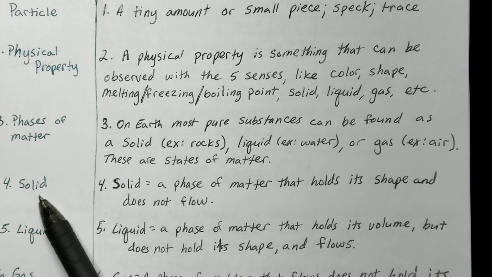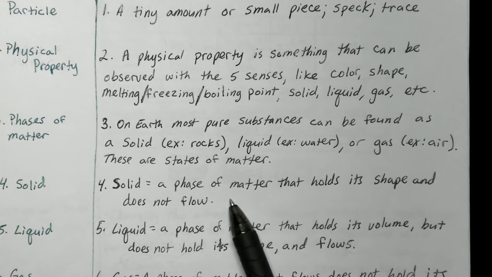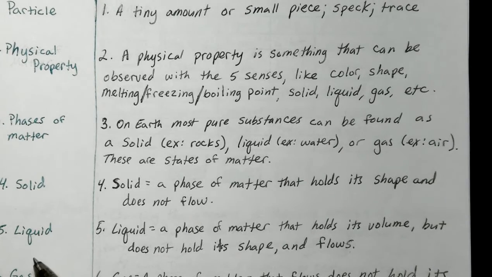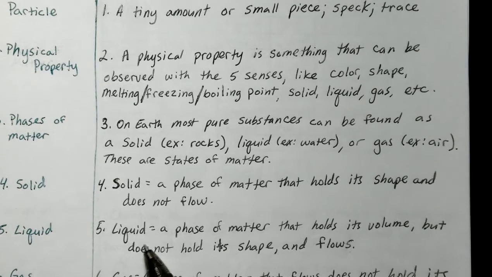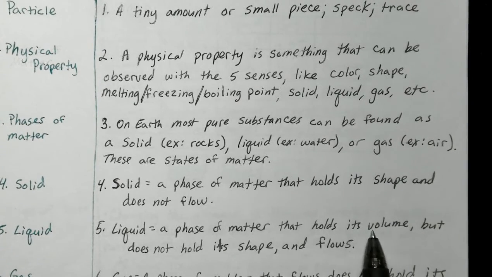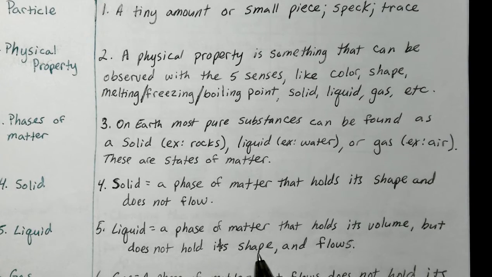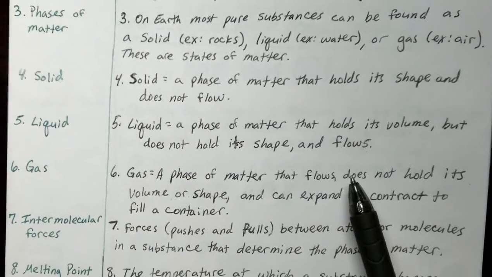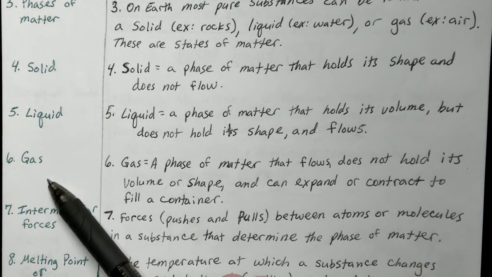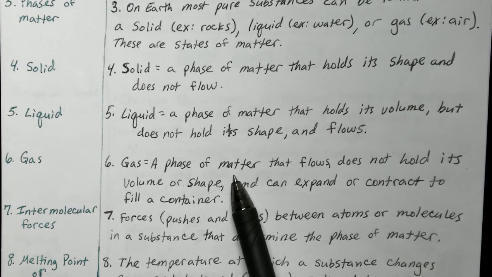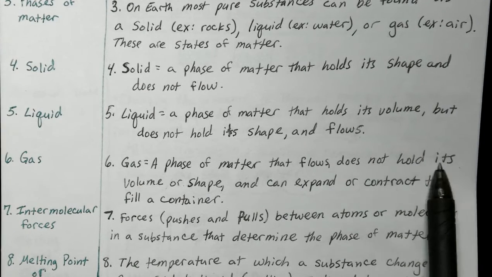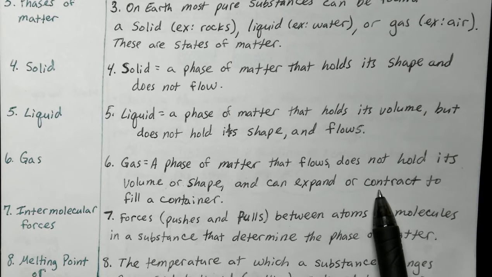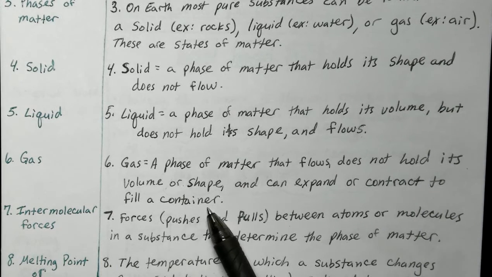Number 4, solid. Solid is a phase of matter that holds its shape and does not flow. Liquid. Liquid is a phase of matter that holds its volume but does not hold its shape, and it flows. Gas. Gas is a phase of matter that flows, does not hold its volume or shape, and can expand, get bigger, or contract, get smaller, to fill a container.